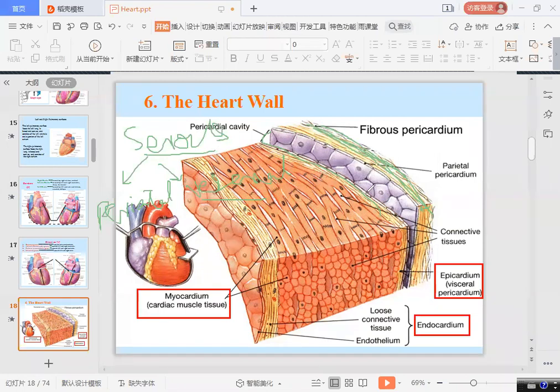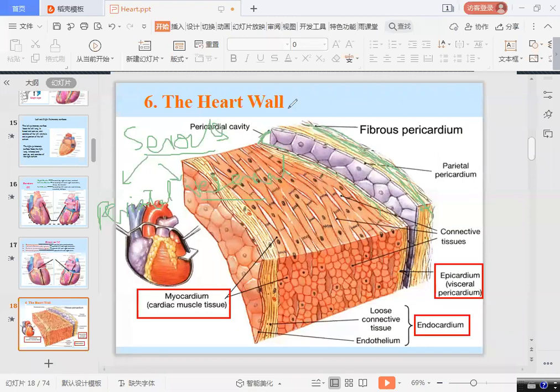What is visceral? As the name suggests, visceral means viscera, and viscera means organ. So the layer which is attached to the organ is known as the visceral layer. The serous pericardium which is attached to the heart is known as the visceral pericardium, and the serous layer which is attached to the fibrous pericardium is known as the parietal pericardium. In between the parietal and the visceral, we have the pericardial cavity.